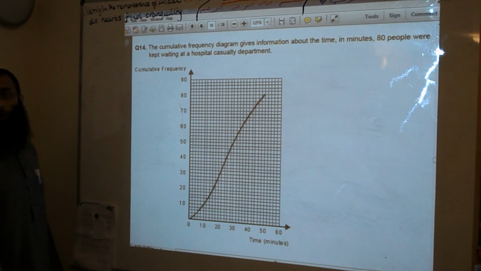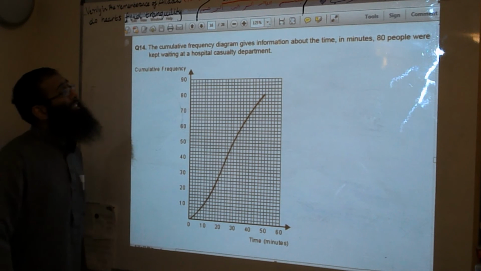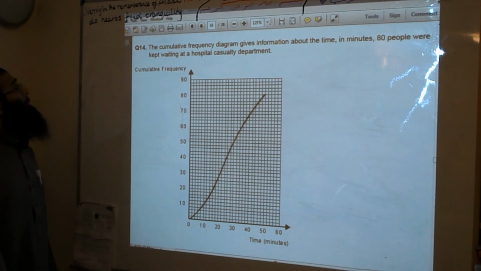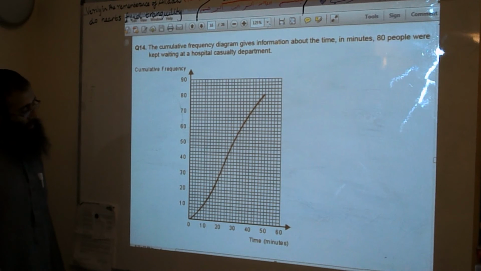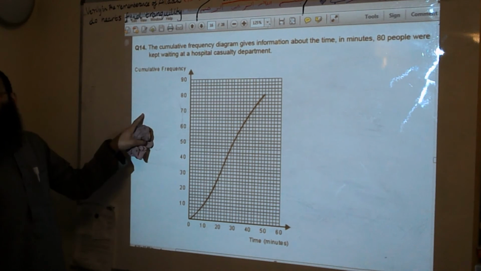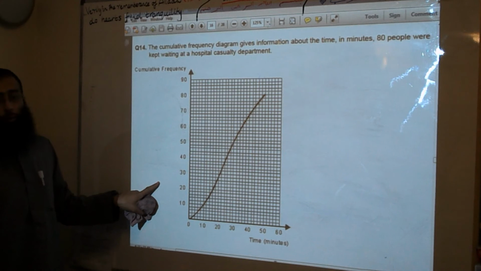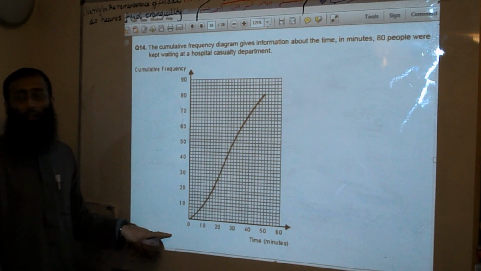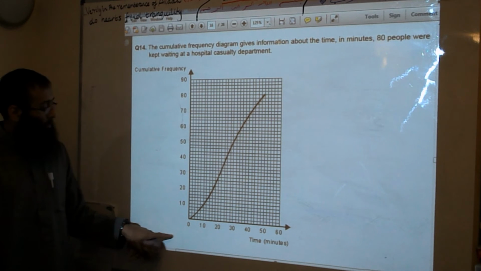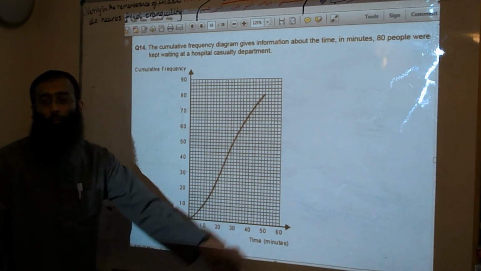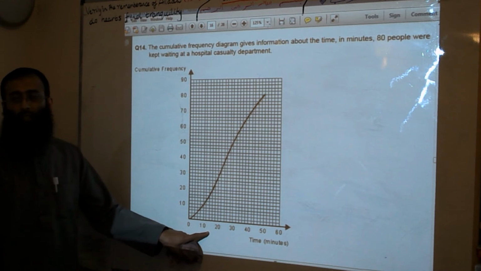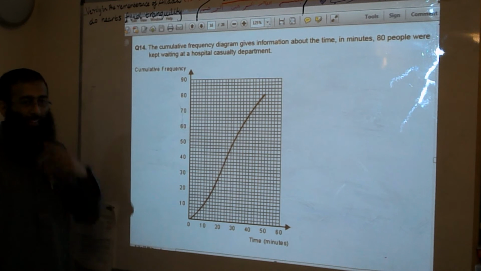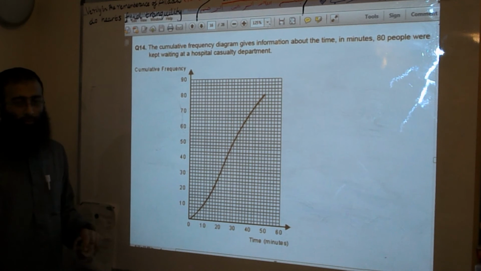Okay, the cumulative frequency question, number 14. The cumulative frequency diagram gives information about the time in minutes 80 people were kept waiting in a hospital casualty department. I'm quite sure they've got this graph wrong, because normally when we wait in a hospital, nobody's waiting 10, 20, 30, 40, 50 minutes. You're normally waiting a couple of hours, maybe 1 hour, 2 hours, 3 hours, 4 hours, and 5 hours. Maybe it's a private hospital.